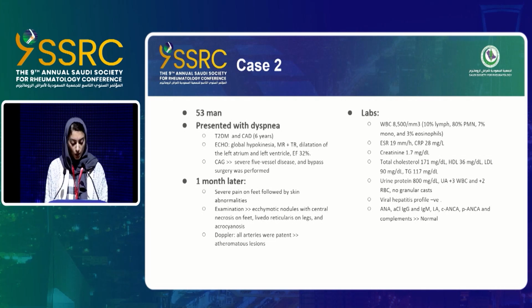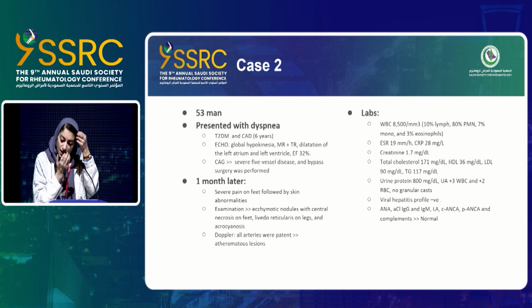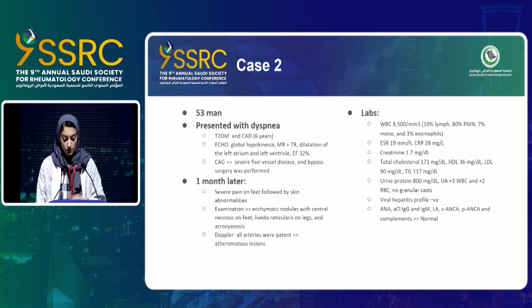Examination showed ecchymotic nodules with central necrosis, in addition to livedo reticularis and acrocyanosis. Doppler showed patent arteries. However, there was an erythematous lesion, and labs were remarkable for a white blood cell count of 8.5 and 3% eosinophils.